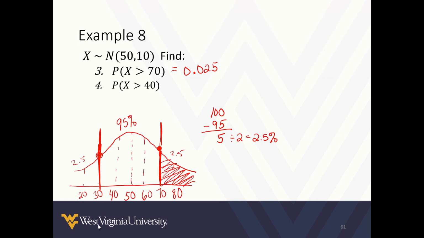Now let's take a look at trying to find the probability that x is greater than 40. Give me a few seconds, I'll do some erasing.